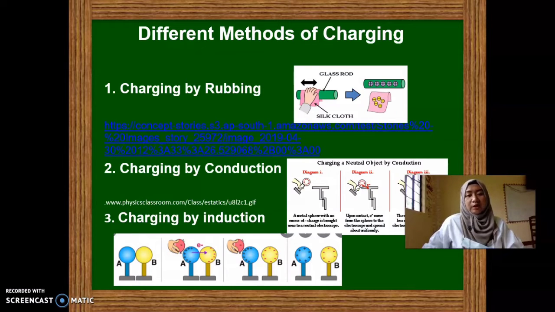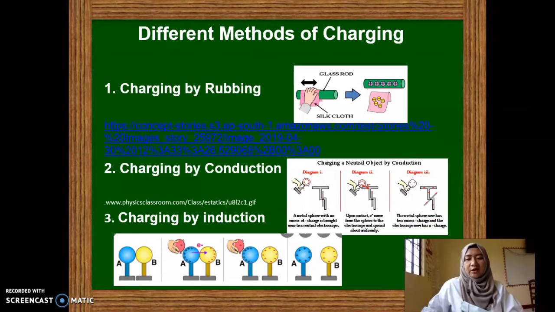Next is charging by conduction. Charging a neutral object by conduction works, for example, when a metal sphere with an excess of negative charge is brought near a neutral electroscope. Upon contact, electrons will move from the sphere to the electroscope and spread about uniformly. The metal sphere now has less excess negative charge. The electroscope becomes negatively charged using conduction.